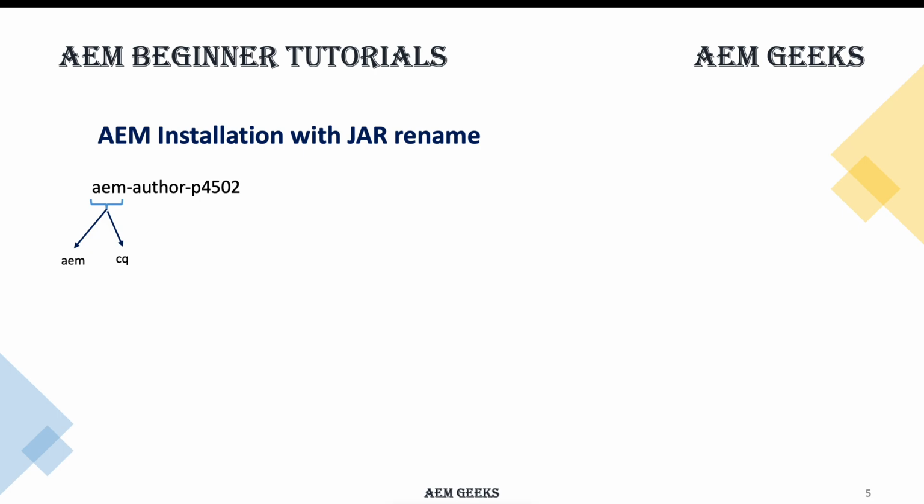If you add author, it will behave like an author. If you add publish, it will behave like a publish. Then a hyphen and P. After that, you can add the port, the port you want to run it on. So by renaming that jar in a specific way, you can make either author or publish and you can change the port as well. If you name it like this, it will behave as author and it will be running on 4502. If you change something here, it will behave as per the name. So this is the installation using renaming of the jar.